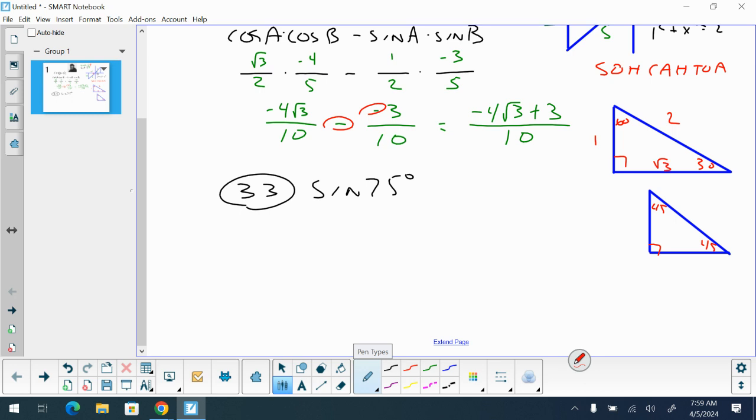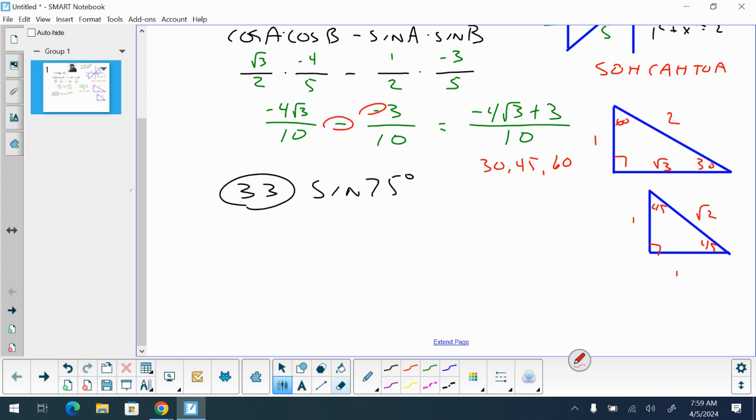Hopefully you know our ratios for the 3 values for a 30-60 and a 45. We have 1, 1, square root of 2. 30-60: 1, 2, square root of 3. 1 is across from the 30, 2 on the hypotenuse, square root of 3 across from the 60. So what we can find exact values for are 30, 45, and 60.